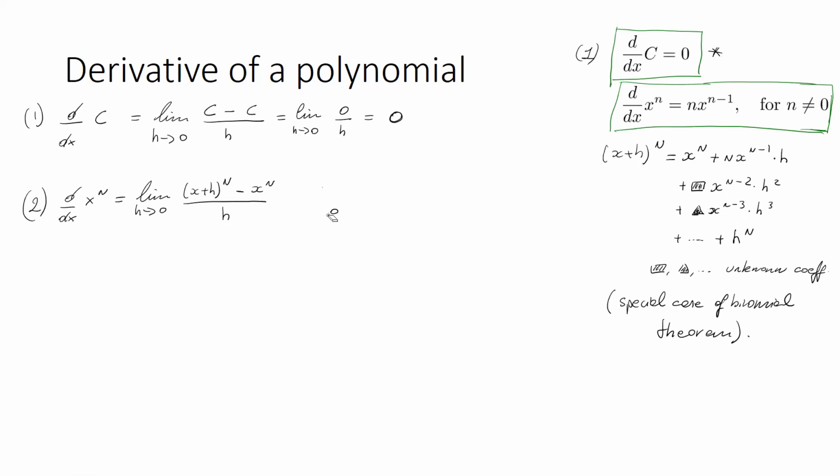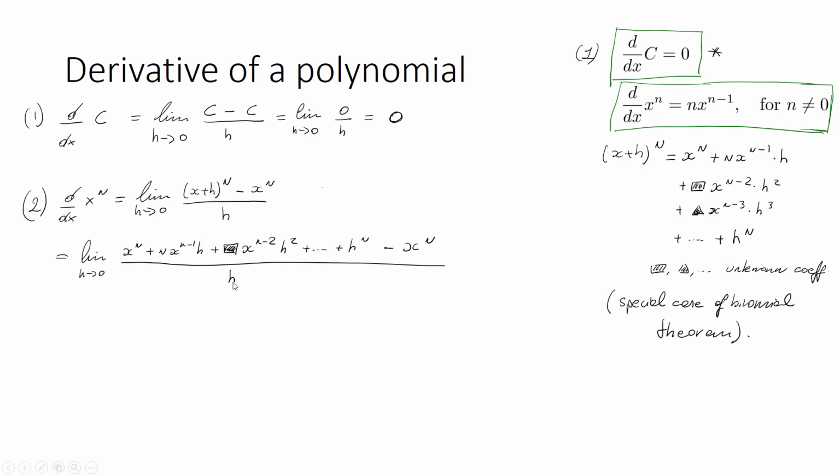Okay, so with that in mind, let's calculate what our limit works out to be. So we get the limit as h goes to 0. And now we substitute this whole thing: x^n plus n x^(n-1) h, and then I'm just going to write one more term, a little square times x^(n-2) h squared, plus dot dot dot, plus h^n. So that's (x + h)^n. And now I still have to subtract x^n, and all of this I have to divide by h.